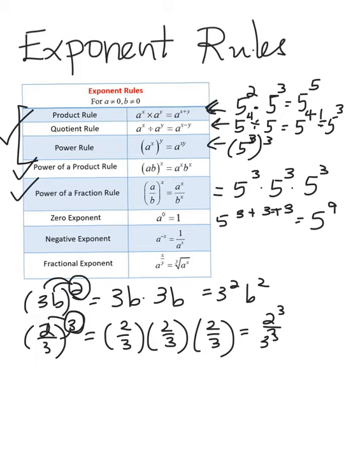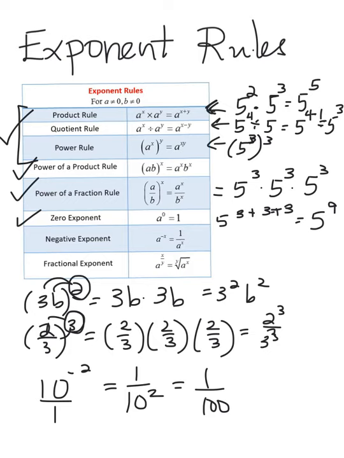The zero exponent: anything raised to the 0 is equal to 1. And the negative exponent, let's say we have 10 to the negative 2. We are going to flip 10, so 1 over 10, and then we're going to make this exponent positive. So 10 squared is 100. So that's that one. All right, so now we can talk about fractional exponents.